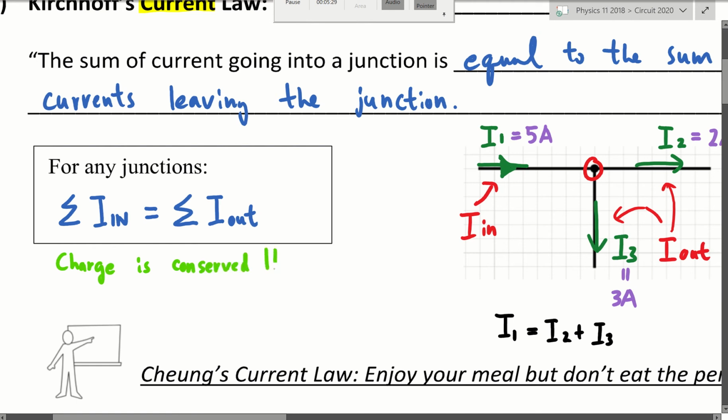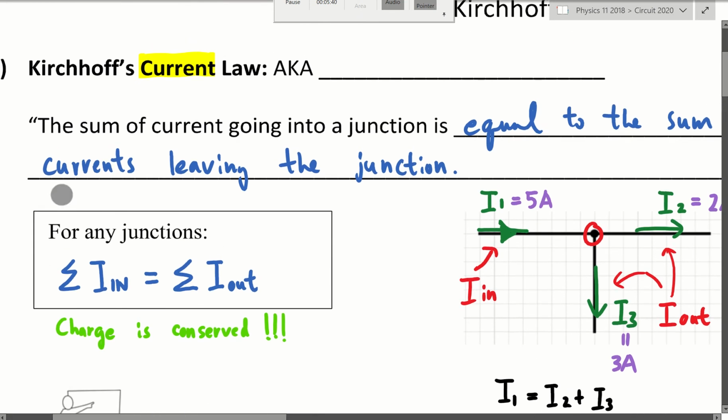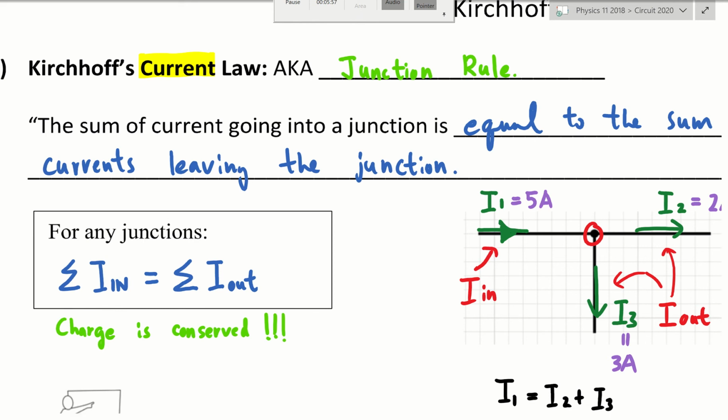Okay, so charge is conserved. You can't have a different amount of charge leaving a place compared to the amount of charge coming in. That just doesn't make any sense. So this law, Kirchhoff's current law, is also known as the junction rule because it deals with junctions. The amount of current entering a junction equals the amount of current exiting that junction.